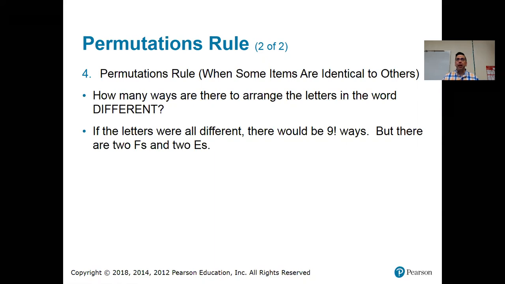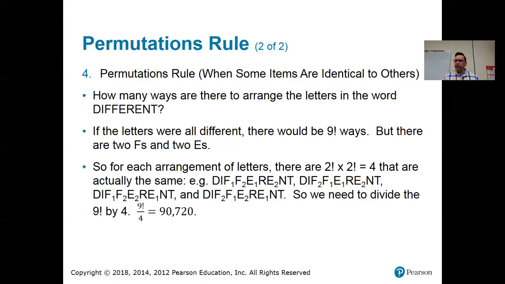Okay. So what's special about the word different is that the letters are not all different. If they were all different, that would be a lot easier. It would just be 9 factorial, right? You have 9 choices for the first letter, 8 choices for the second, 7 for the third, et cetera. So if the letters were all different, there would be 9 factorial ways, but they're not. There are 2 letter F's and 2 letter E's. So here's how we're going to fix it.